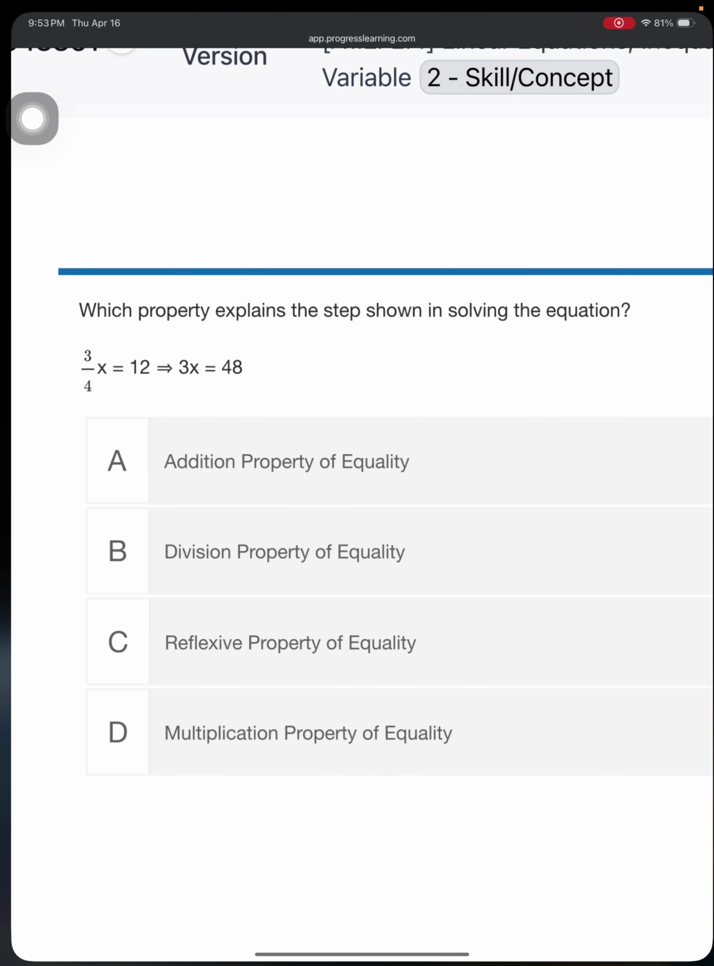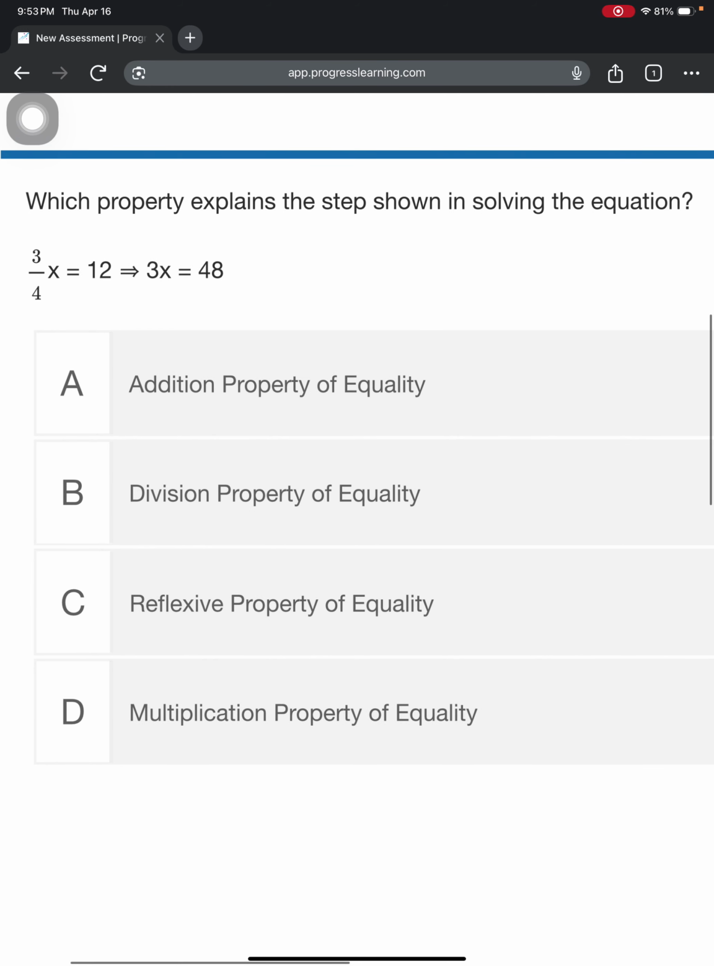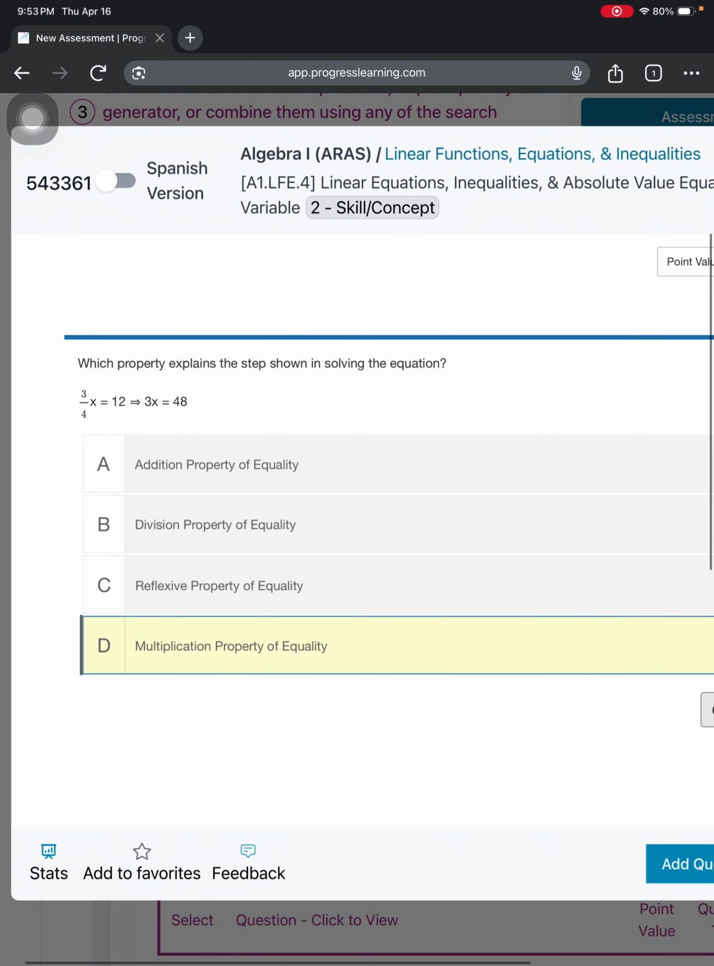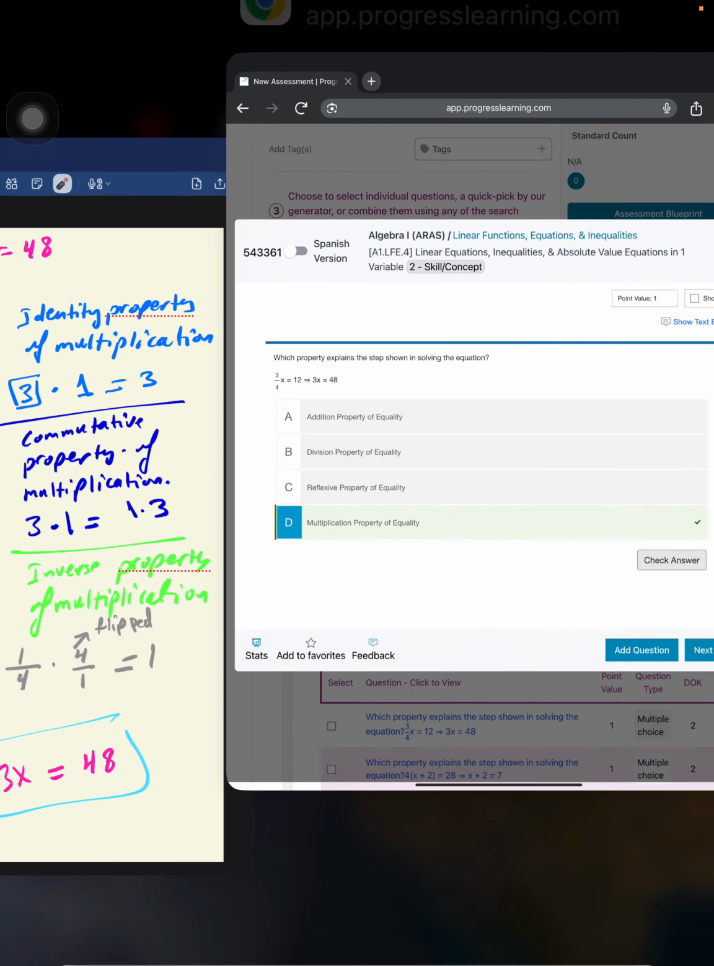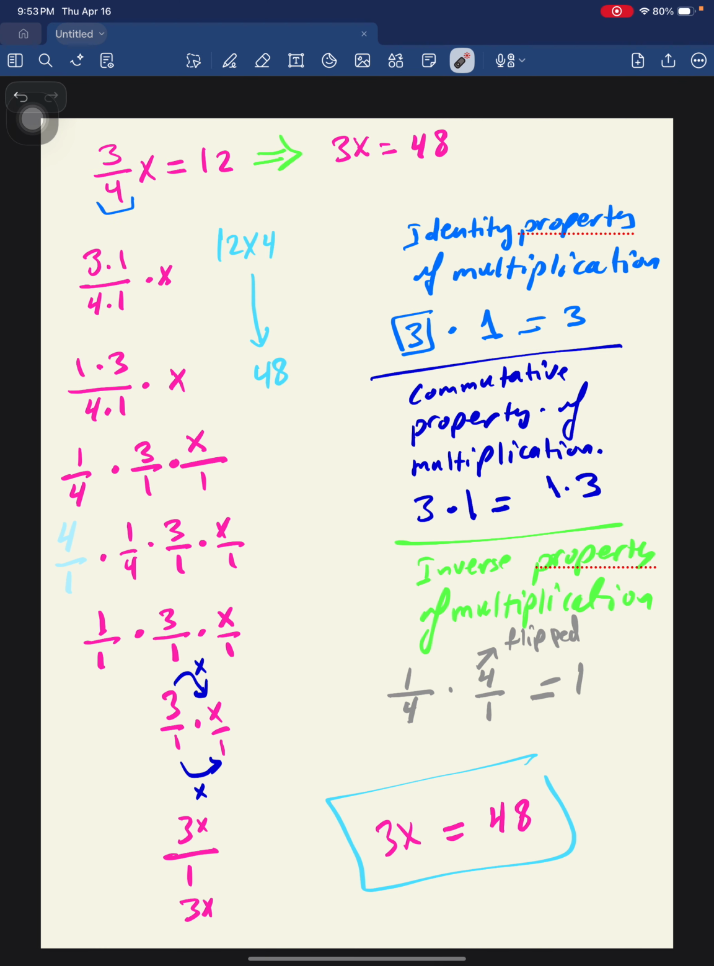So going back to the question, what is the property that is being used? Of course, it is not A, the addition property of equality. It is not B, the division property of equality. It is not C, the reflexive property of equality. It is D, the multiplication property of equality. I reach this conclusion because this is exactly how the question asked. So we can see that isolating 3x will be through multiplication.